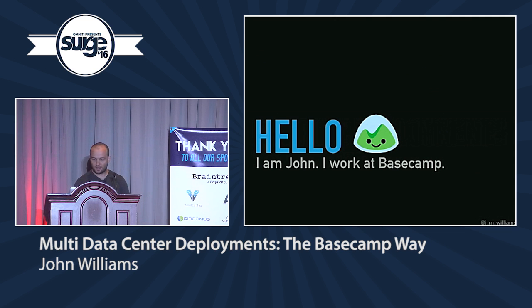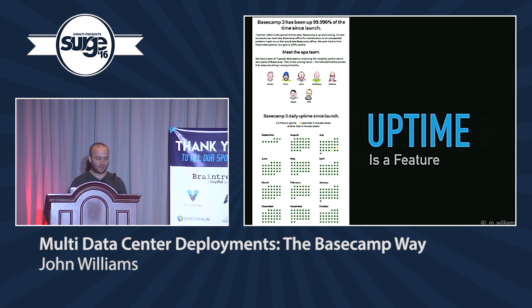I'd like to start out with a couple tenets that we have at Basecamp about the work that we do. The first thing that we consider is uptime to be a feature of our application. We include all of our scheduled and unscheduled maintenance in our uptime numbers. So if you go to basecamp.com/uptime, you can see this is actually outdated.